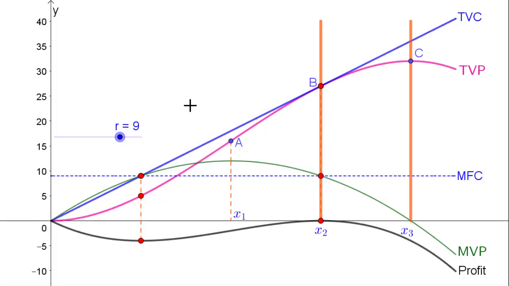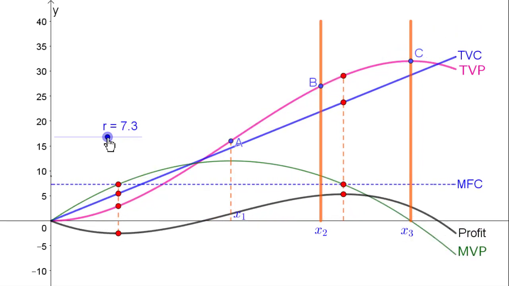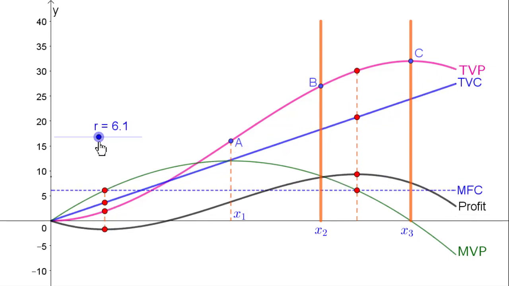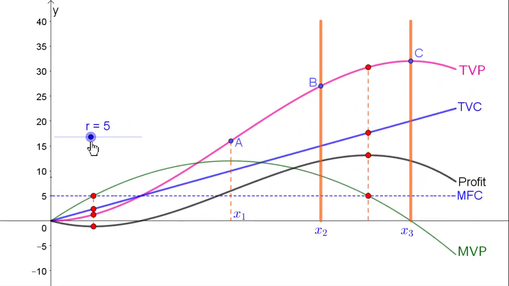Okay, so let's look at the case where the input price is smaller than 9. If the input price becomes smaller, you can see that the TVC curve is going to be below the TVP curve for part of it. And if I further reduce it, you can see TVC is getting smaller and smaller. And if you pay attention to the profits, you can see that for some region in stage 1, there's actually positive profit.